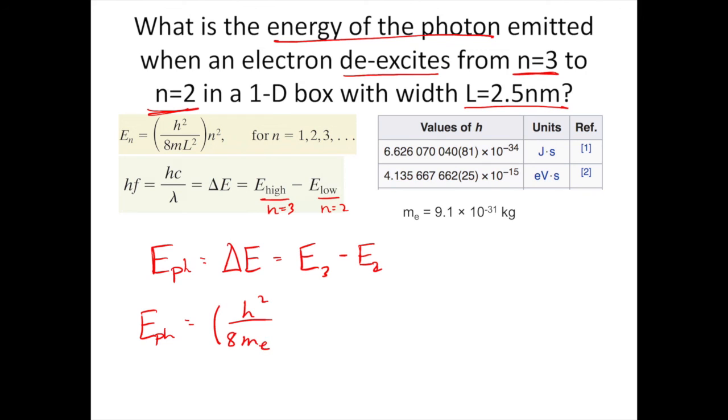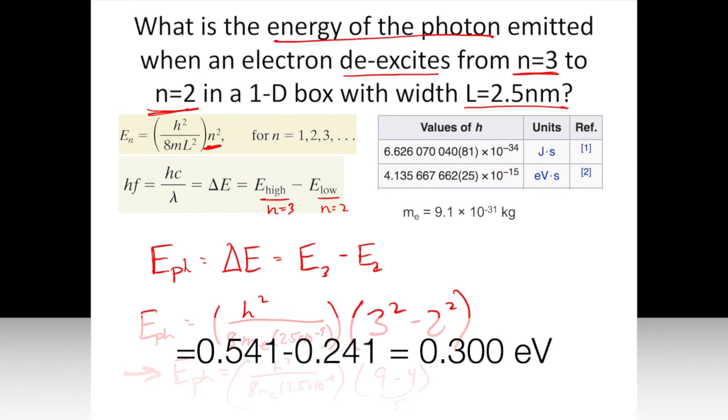h squared over 8 m e, 2.5 times 10 to the minus 9, and then over here we have the n squared, and so we have 3 squared minus 2 squared, and that way I don't have to plug in all these constants a lot. And so your energy of your photon equals, right? So that is all of our application and some practice problems for a particle in a box.